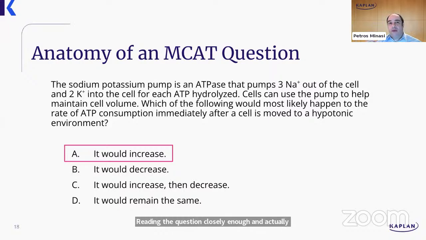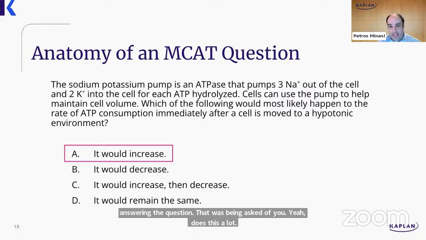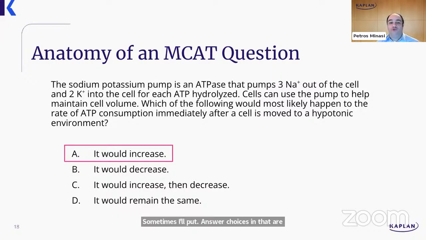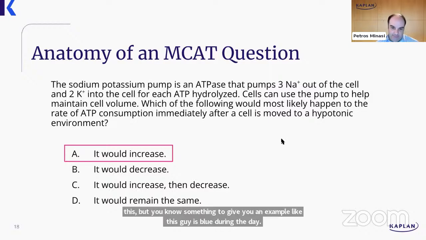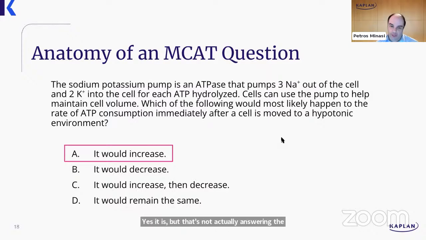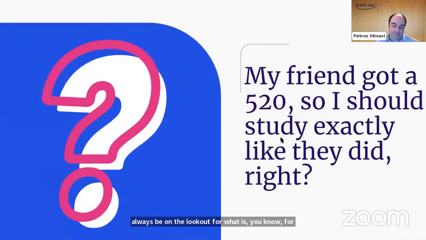Sometimes they'll put in answer choices that are incorrect, but they are true statements, right? They won't ever say this, but to give you an example, like the sky is blue during the day. Yes, it is, but that's not actually answering the question that was being asked of you. So you have to always be on the lookout for what is actually being asked of you at the end of the day.